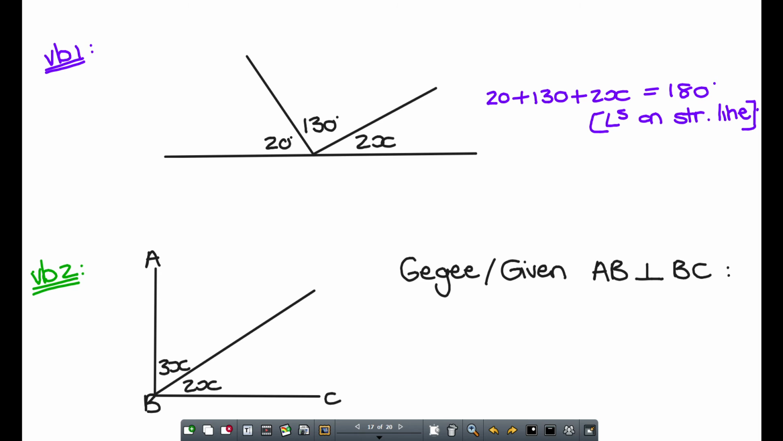Okay, right. Now, let's simplify that. 20 plus 130 is going to give me 150 plus that 2x is equal to 180. So now take the 150 over, so it becomes minus 150. So 180 minus 150 is going to give me 30. Now I want to get rid of that 2, so I divide both sides by 2. So x will be 15.